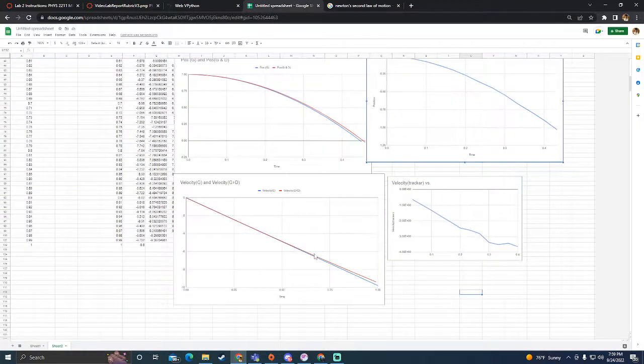And then if we go to velocity, the acceleration is decreasing, so the velocity is still going down but at a decreasing rate with the drag, whereas without drag, it's just constant. And my velocity for my tracker kind of messed up, so ignore that.